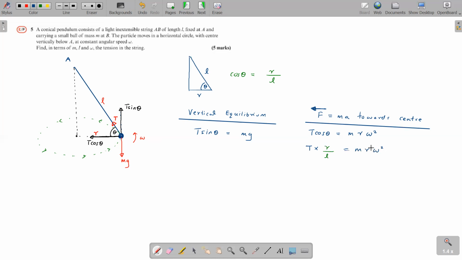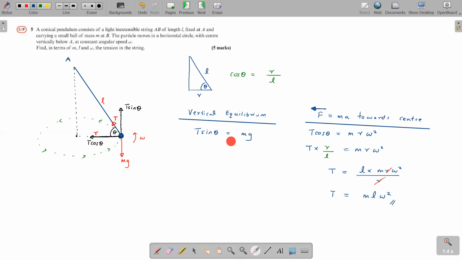Now I told you R is a value that we input, so R shouldn't be a part of our final answer. Do you see what we get when I make T the subject here? L times m r omega square divided by R. And you can see R clearly cancels out. We get the answer in terms of m, L, and omega. So the tension is m L omega square. That's all they want.